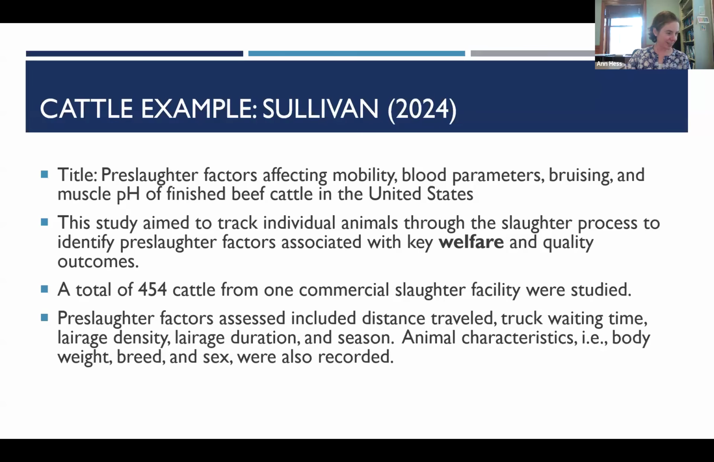All right. So the next example, the short way I'm going to refer to this is the cattle example. The authors of this paper are from CSU Animal Sciences, which is part of the College of Ag Sciences. The title is Pre-Slaughter Factors Affecting Mobility, Blood Parameters, Bruising, and Muscle pH of Finished Beef Cattle in the U.S. So this study aimed to track individual animals throughout the slaughter process to identify pre-slaughter factors that are associated with key welfare and quality outcomes.